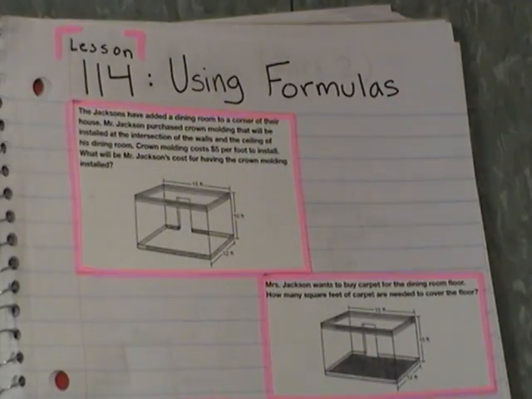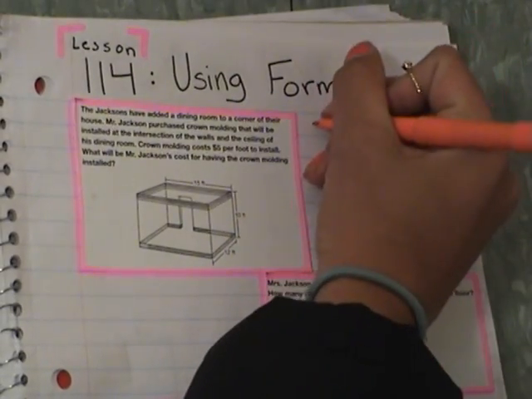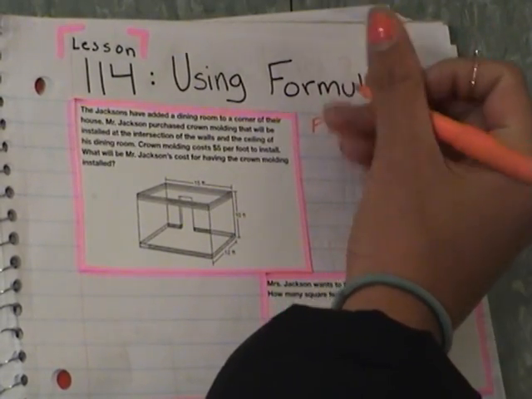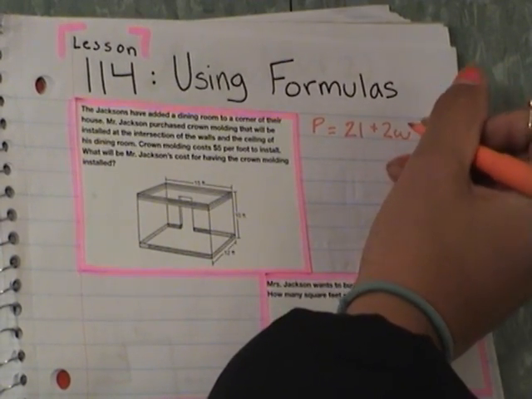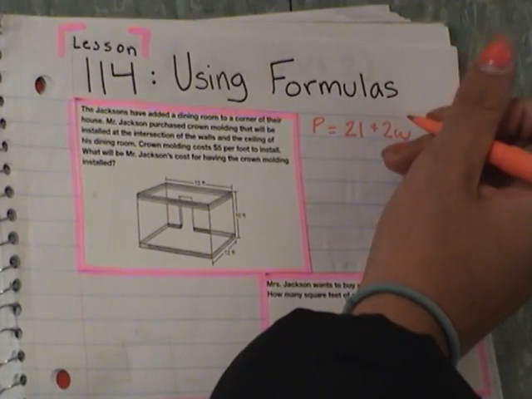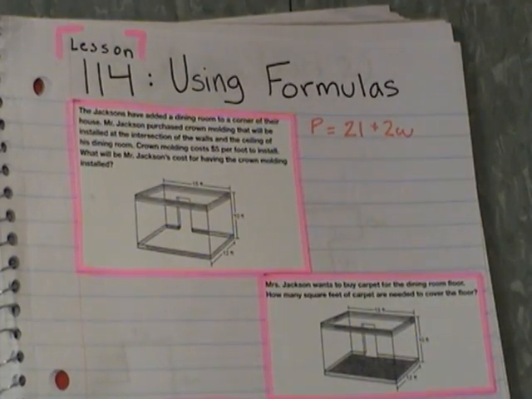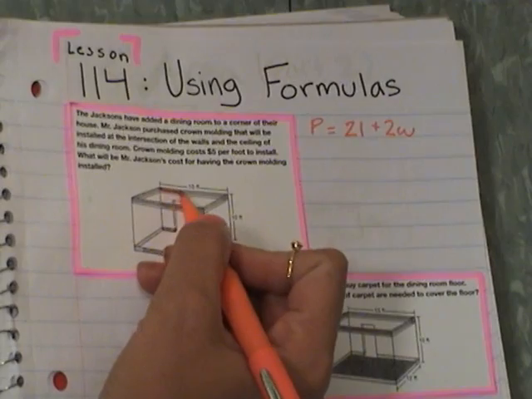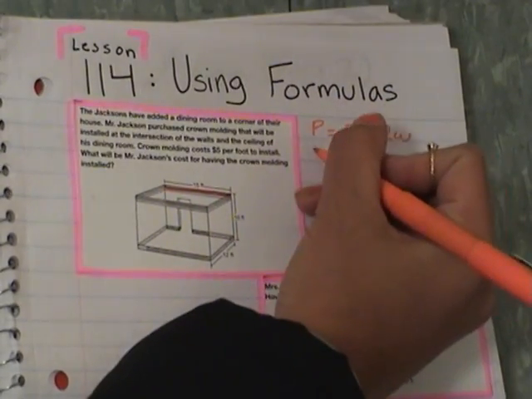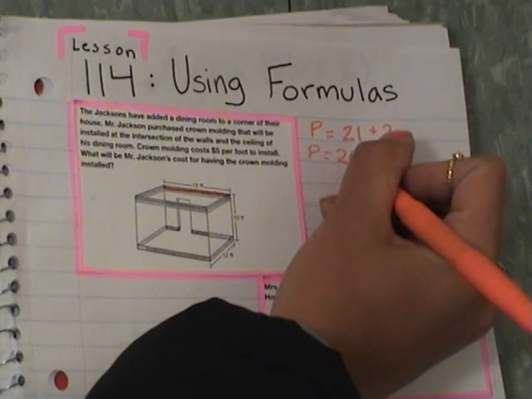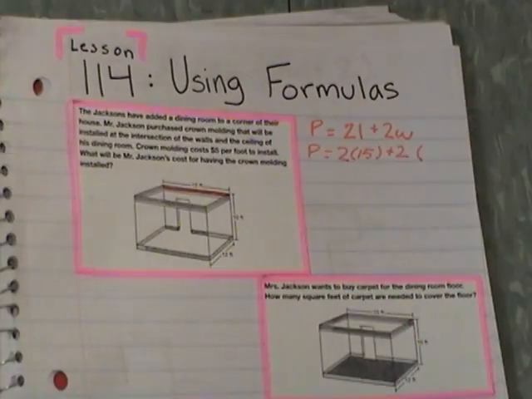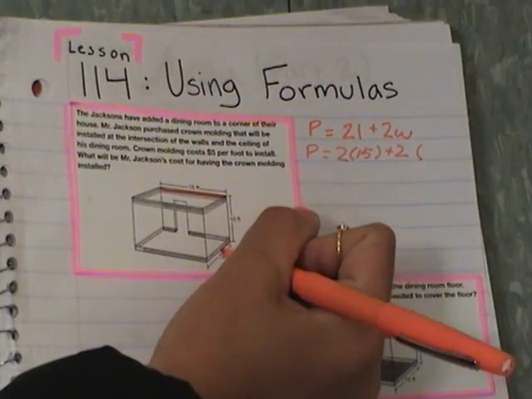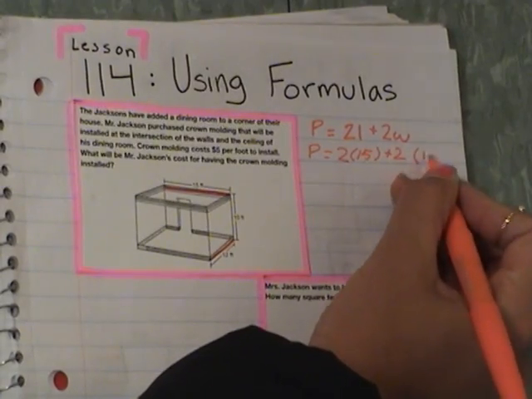the formula here is going to be perimeter equals 2 times your length plus 2 times your width. Or length plus length plus width plus width. That's really what it means. So if we find our length right here, it is going to be 15 feet. So I'm going to do perimeter equals 2 times 15 plus 2 times, what is our width? And if you look, your width is going to be 12, so right here, 12.